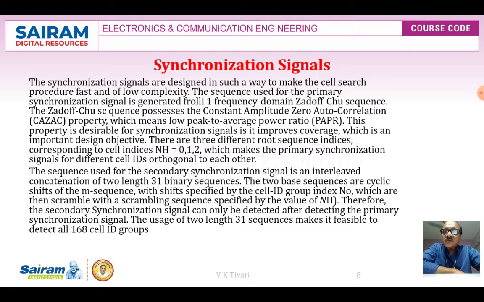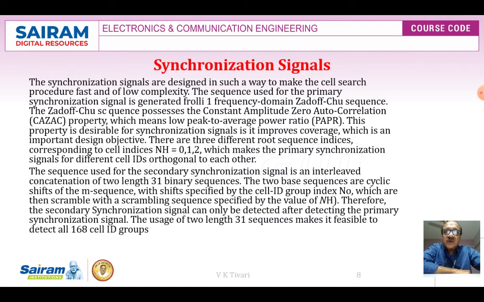Synchronization signal continuation. Synchronization signals are designed in such a way as to make the cell search procedure fast and low complexity, and that is done with one frequency-domain Zadoff-Chu sequence. The Zadoff-Chu sequence possesses a constant amplitude zero autocorrelation property, which means a low peak-to-average power ratio. This is desirable for synchronization signals to improve the coverage, which is an important design objective.